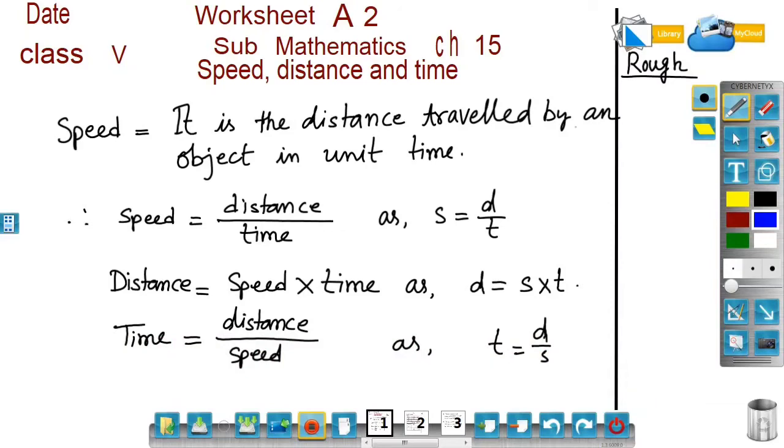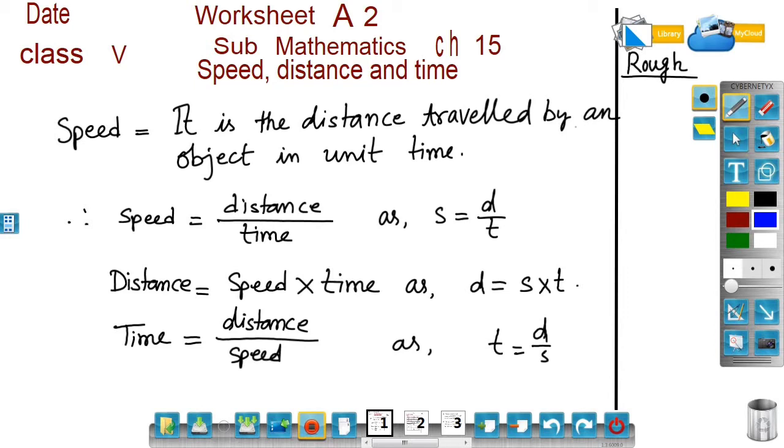This is your worksheet A2 and learning the chapter 15 of mathematics for class 5. For class 5, the subject is mathematics and the chapter is 15, that is speed, distance and time. You may know what is distance and time, but what is speed? It is a new term for you all.